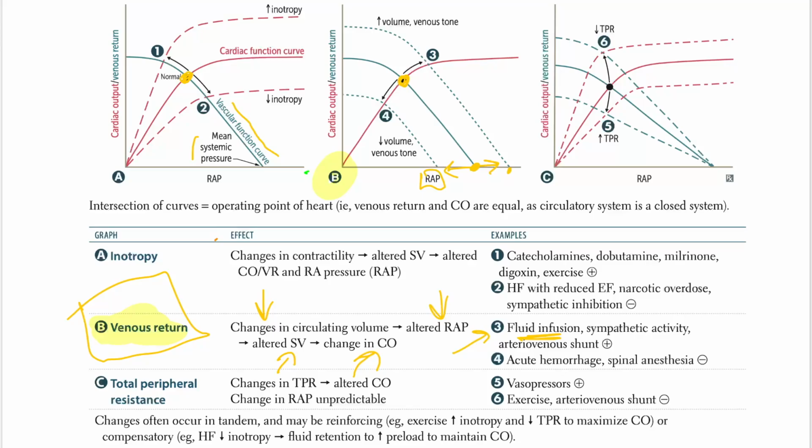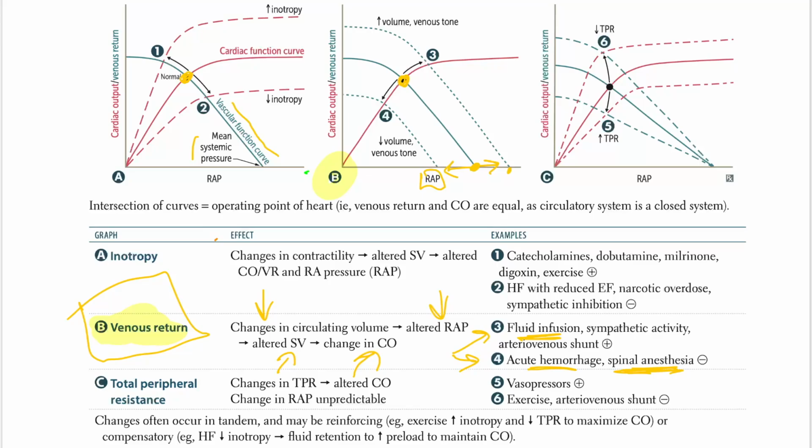Now, how would you decrease the venous return? If you lose blood, acute hemorrhage, or if you give spinal anesthesia, it would decrease it. Spinal anesthesia is sort of a new thing that doesn't come to mind much. Just think about spinal anesthesia: you have venodilation, and the blood is just staying within the extremities, not going back to the heart, causing a decrease in venous return.